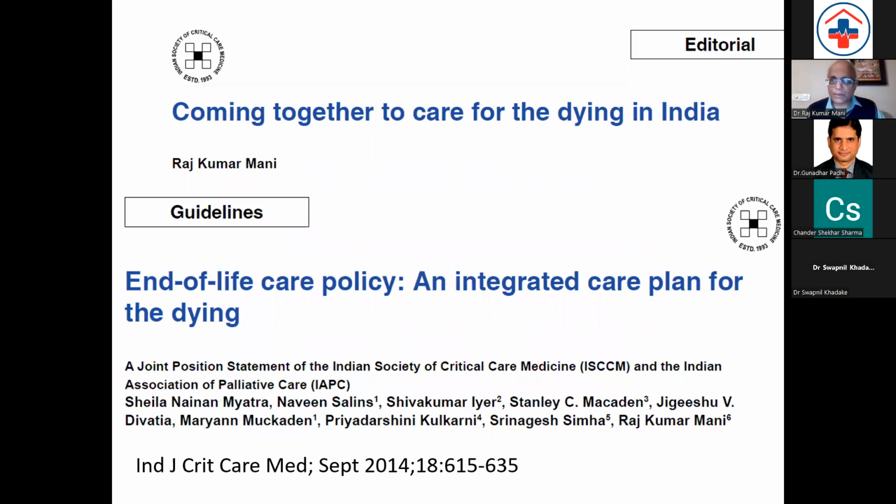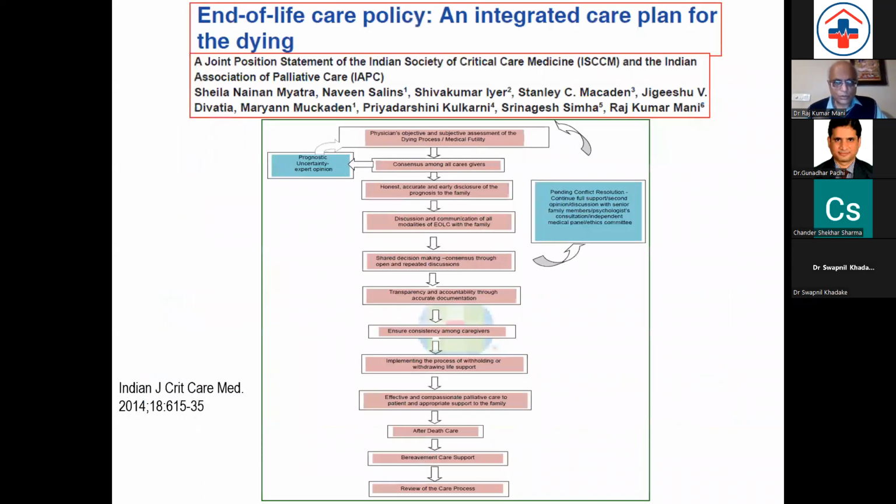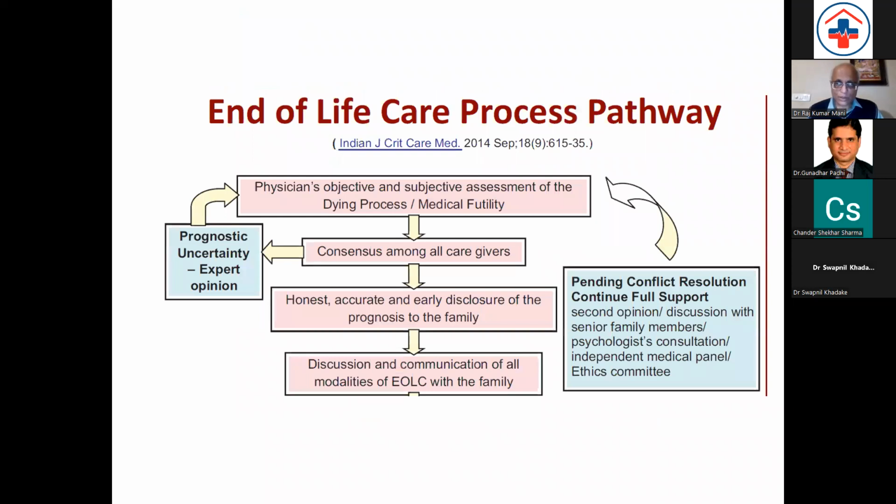In India, we had this publication in 2014, the ISCCM-IAPC publication coming together for the care of the dying, an end-of-life care policy and integrated plan of care of the dying. So this is a comprehensive document running into 24 pages. So please look it up on the net. So you have these steps for end-of-life decision making. There are 14 in all. Four or five of them are of palliative care. So it will be worth your while to go through this decision-making algorithm as well. So I won't go into it. This is fairly comprehensive, and if you go through it, it will help you by the bedside.